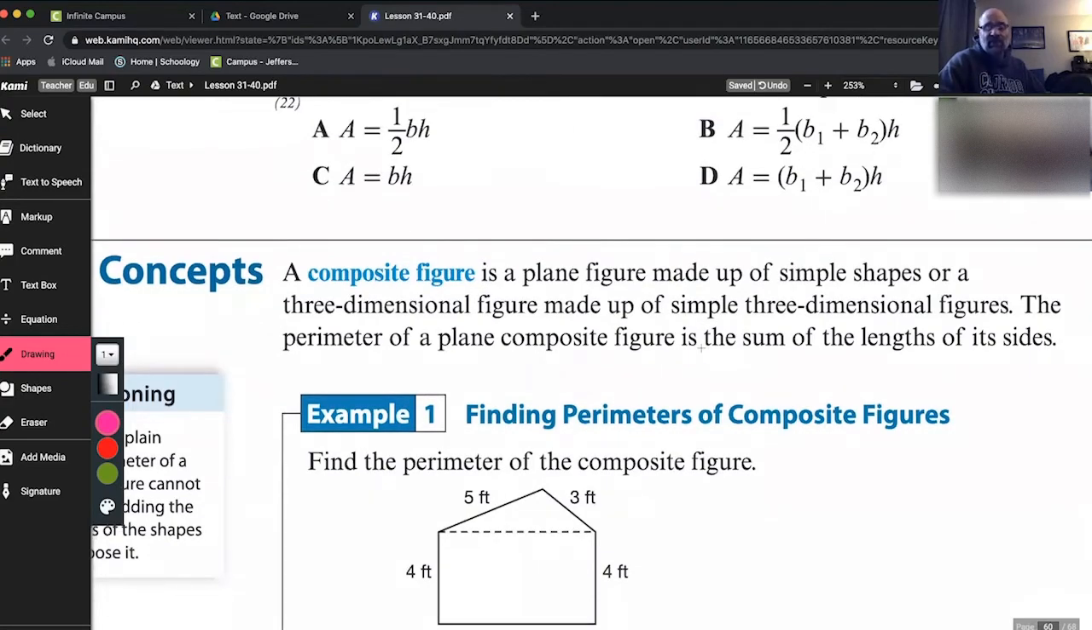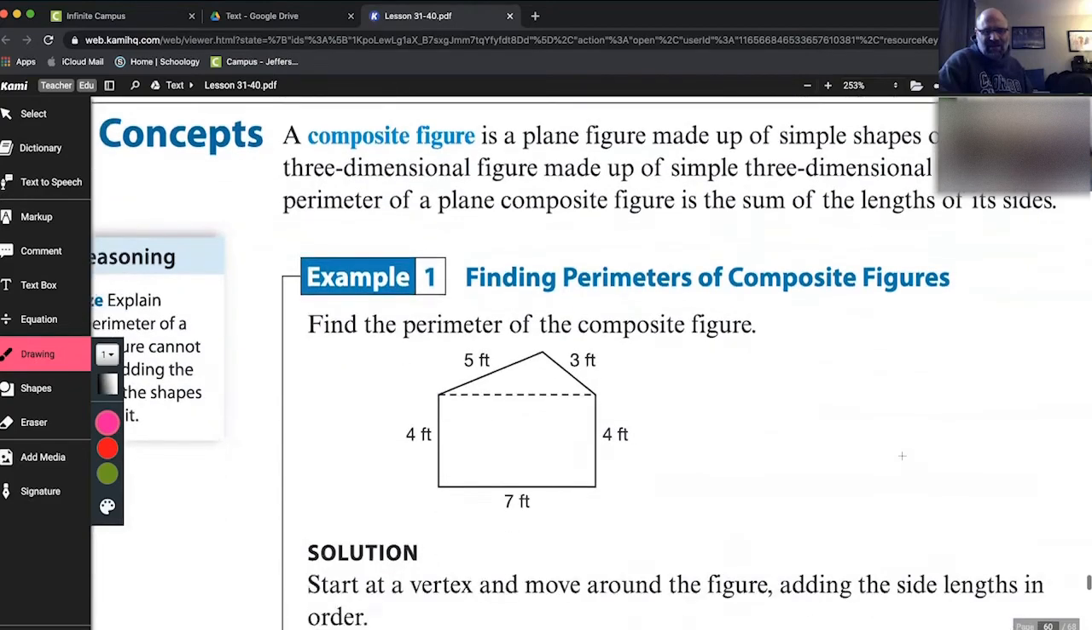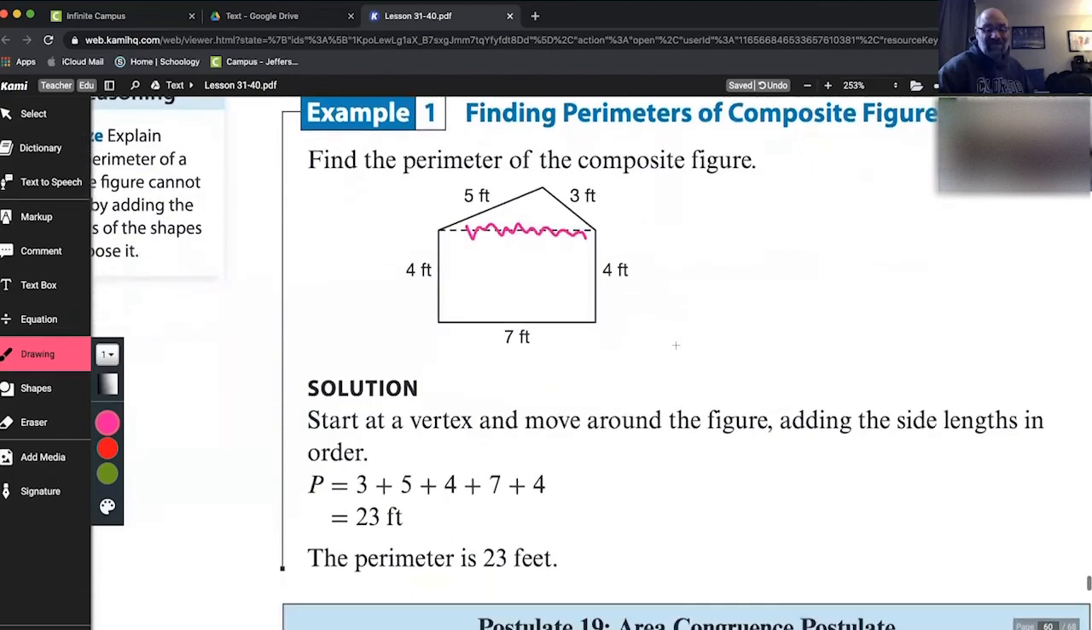Okay, so a composite figure is a plane figure made up of simple shapes, or a three-dimensional figure made up of simple three-dimensional figures, okay? The perimeter of a composite figure is the sum of the lengths of its sides, okay? So when you find the perimeter, you don't include this, all right? That's not important. It'll be important when you're finding the area, but for the perimeter, you just walk around the building, okay? So same thing as what we did in pre-algebra, just add them all up.